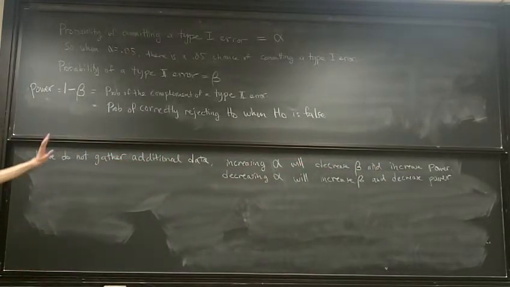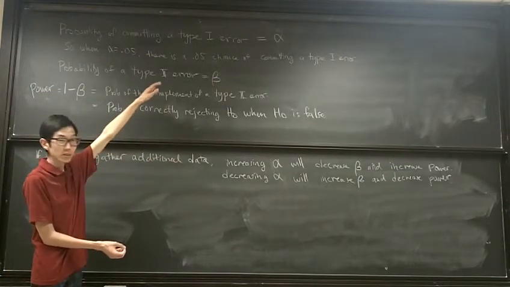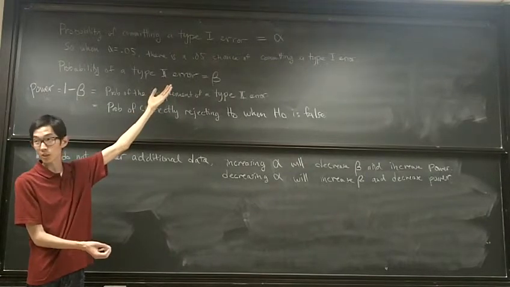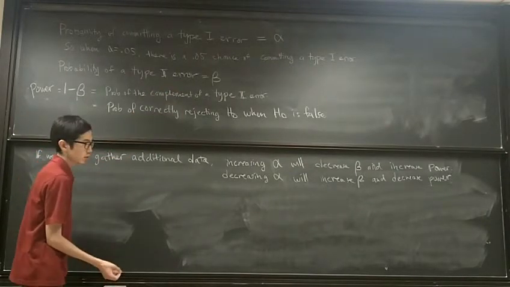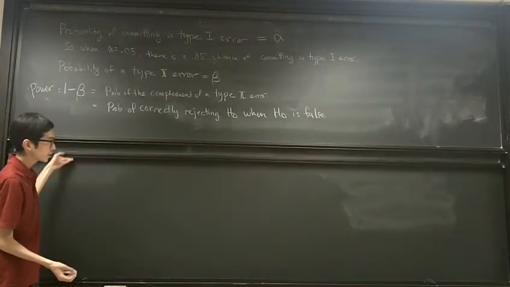Increasing alpha will decrease beta, but it increases your type 1 error. Increasing alpha inherently increases your risk of type 1 error. So. Type 2?